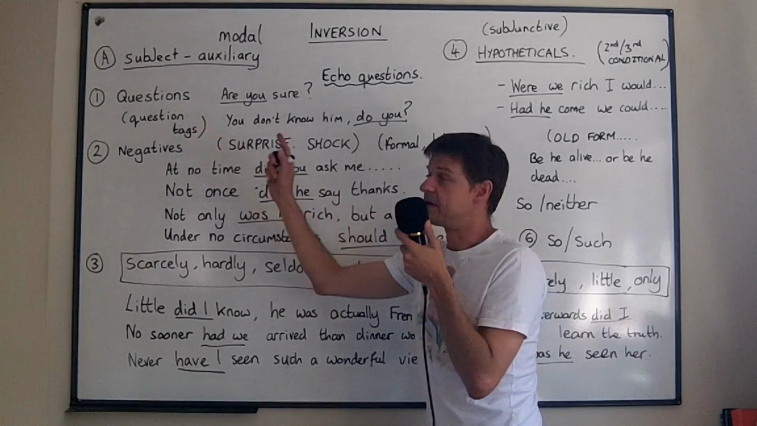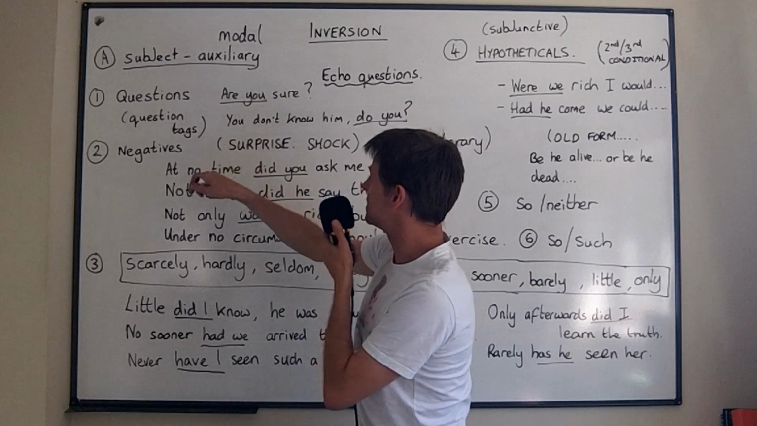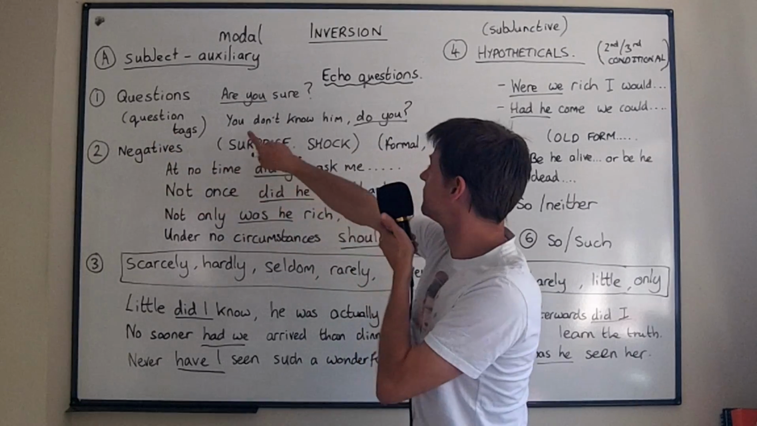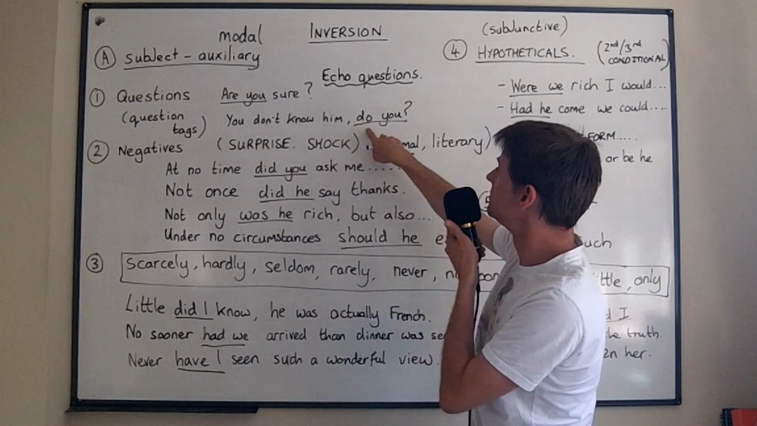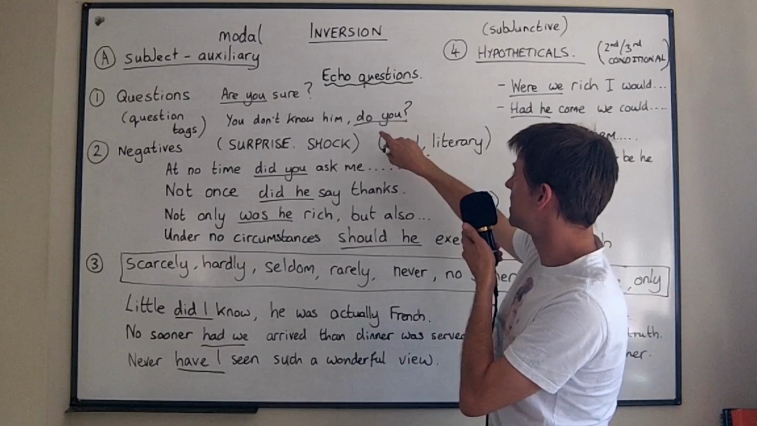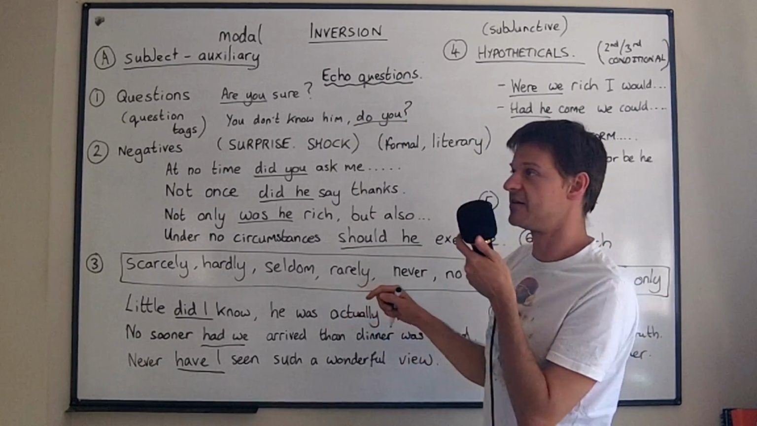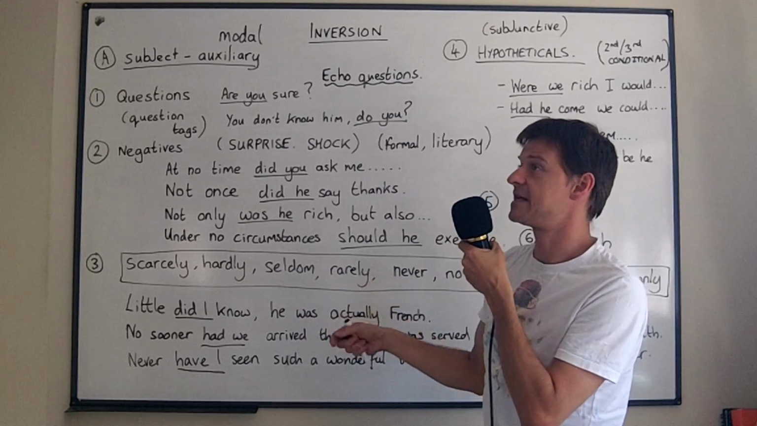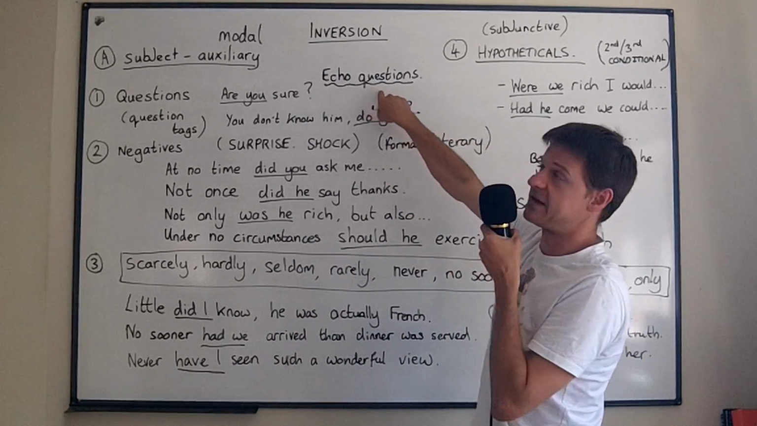Now in questions we invert the auxiliary verb and the subject, but also in question tags. So you don't know him, do you? So question tags are another situation when we invert the auxiliary verb and the subject. And also echo questions. If somebody says, I would like a cup of tea, would you? Yeah, that echo question when there are two people speaking.